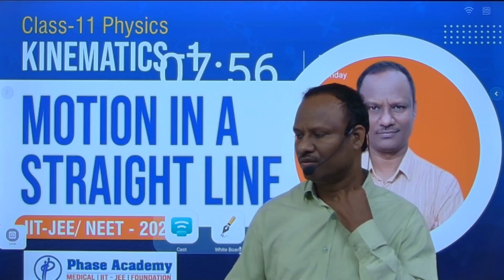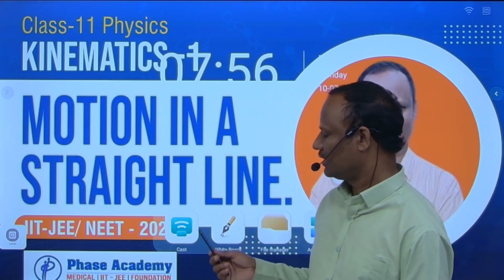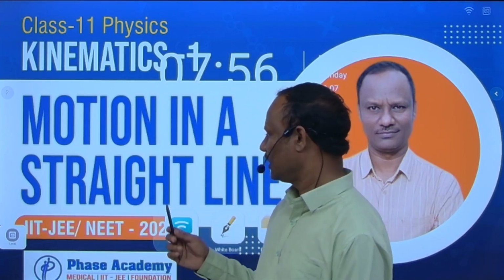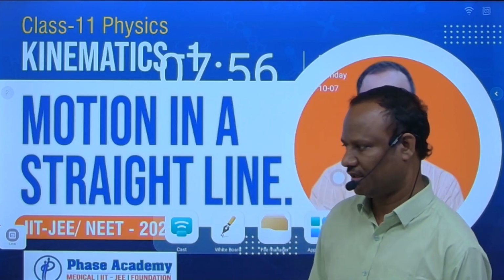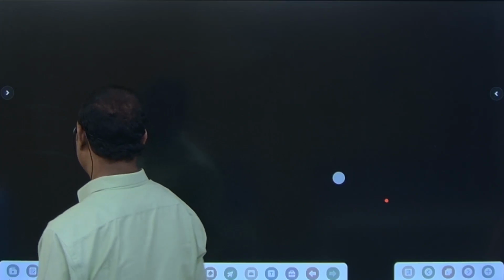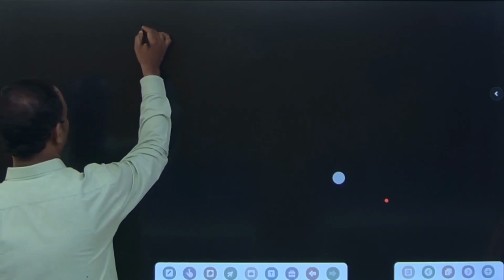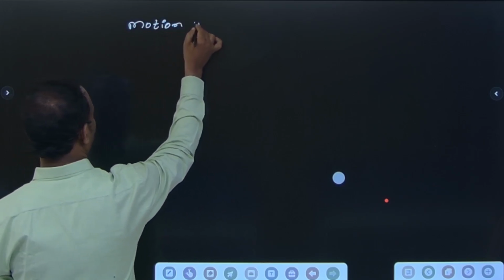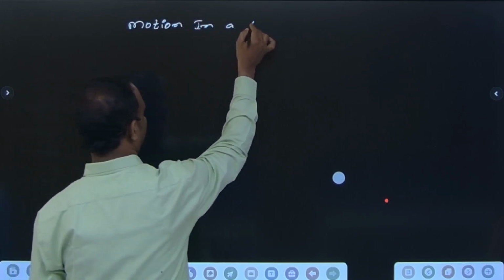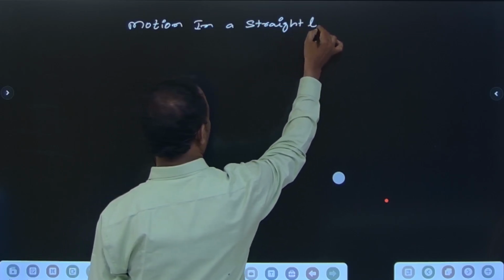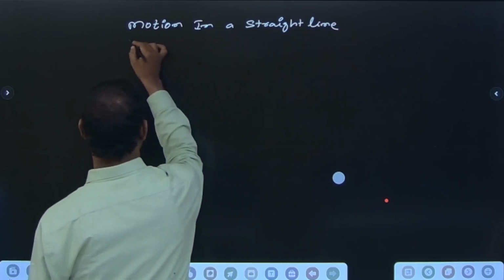Now in class 11th, for problem solving for IIT-JEE and NEET preparation, what type of methods do we need to follow? Let us discuss it. Now the thing is, first, when you speak about motion in a straight line.